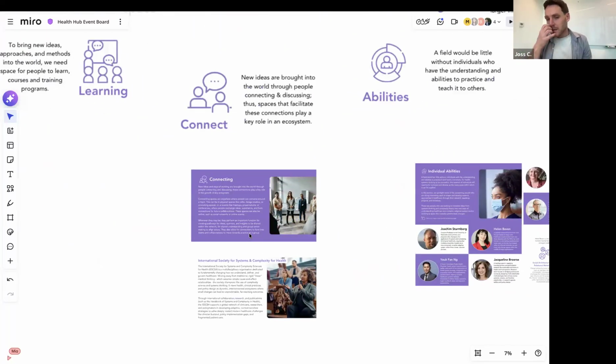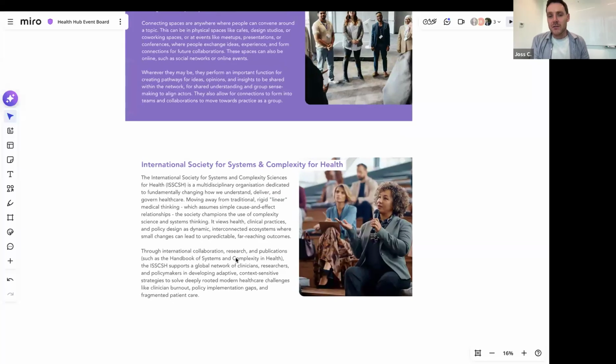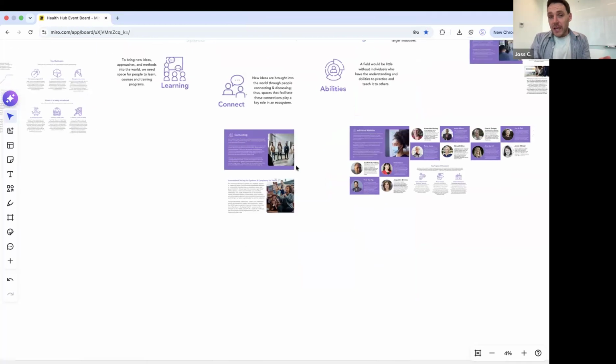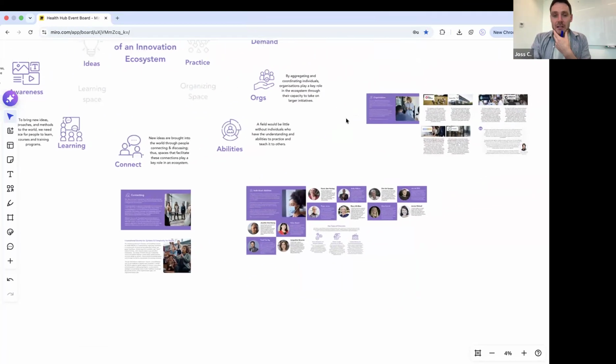There aren't necessarily places to go and connect with others and to discuss and share and potentially collaborate around this. We just highlight one, which is the International Society for Systems and Complexity for Health. And they have a website, something of a community. It's a little bit academic. They host a conference, I think it's a biannual conference on this topic, and that's a little bit of a gap there, I'd say, around connecting.